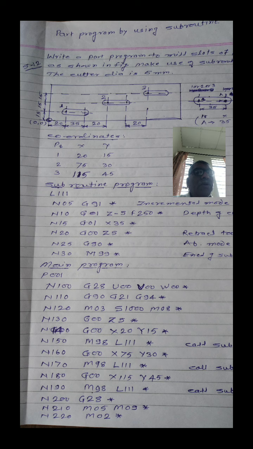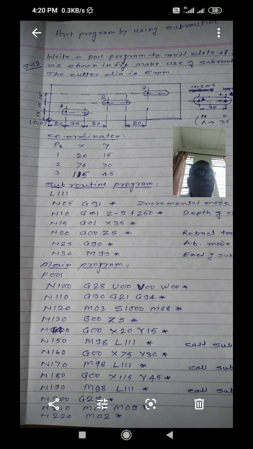What is the depth of slot? Is it given or not? It is not given. We will assume it is 5 millimeter. Depth of slot is 5 millimeter. Therefore Z minus 5 F 250. That is feed rate, end of the block.